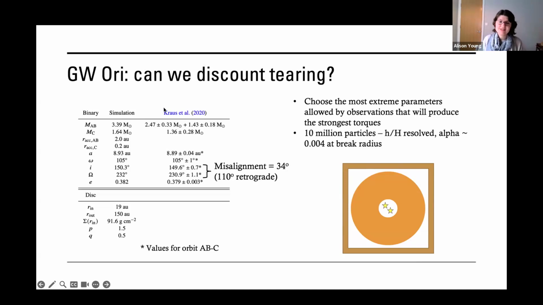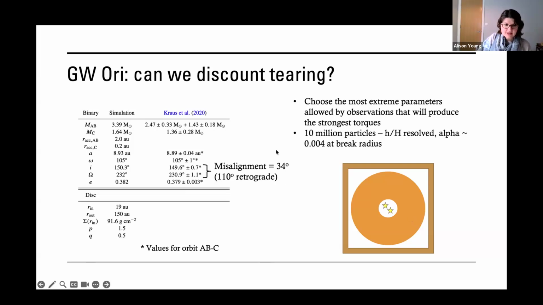In science, we can never prove anything, right? We can only disprove something. And the way to disprove tearing solely by the stellar torques would be to choose the most extreme parameters that would give rise to tearing that are allowed from the observations, and to simulate those and to see what happens. And that's what I did. So I looked at the uncertainties crudely that we have in the observations and worked out what was the largest mass ratio we could get, and what was the largest orbital radius, for example, and the biggest misalignment that we could get from the observational parameters.